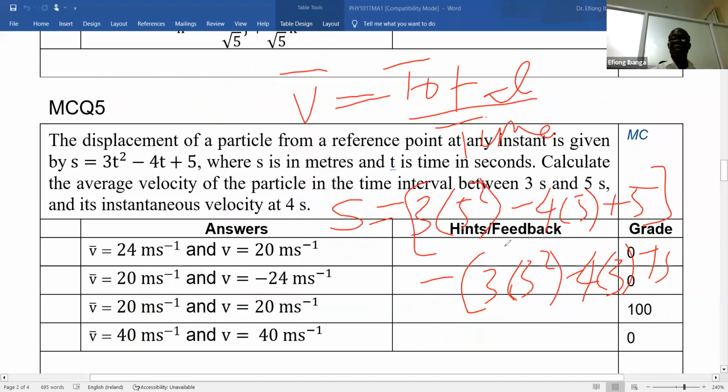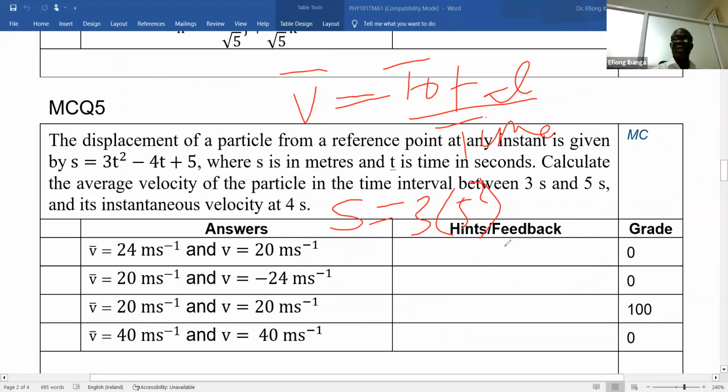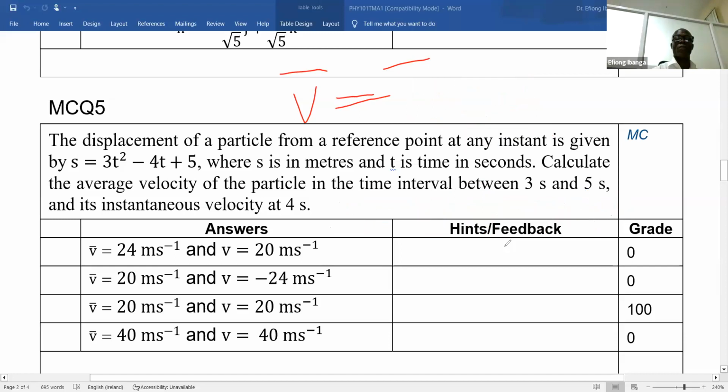Instantaneous velocity means, you see, it's unfortunate that we haven't had time to teach this. If I want to teach this, it takes an average of over the 8 weeks that you are supposed to do this.